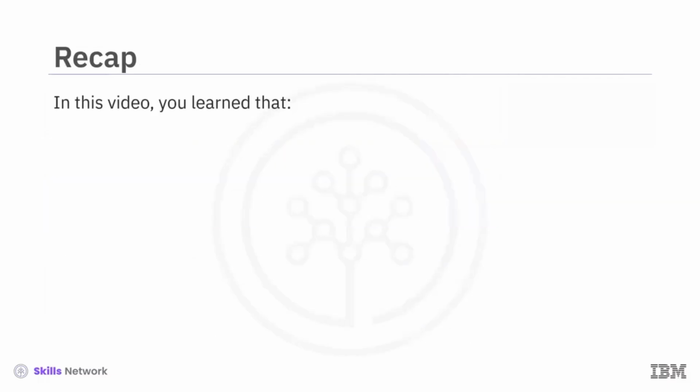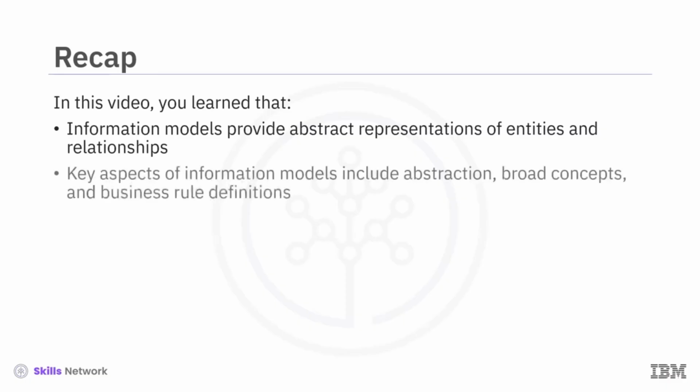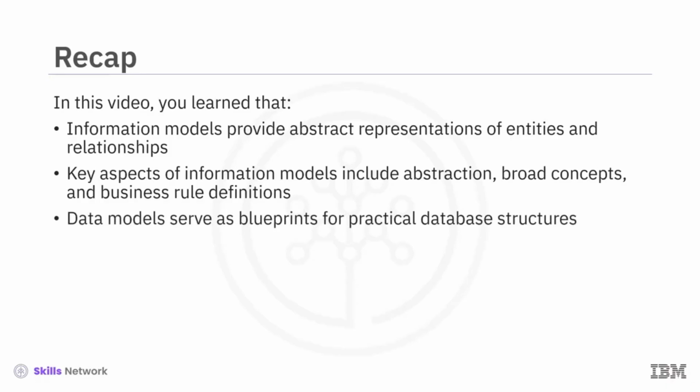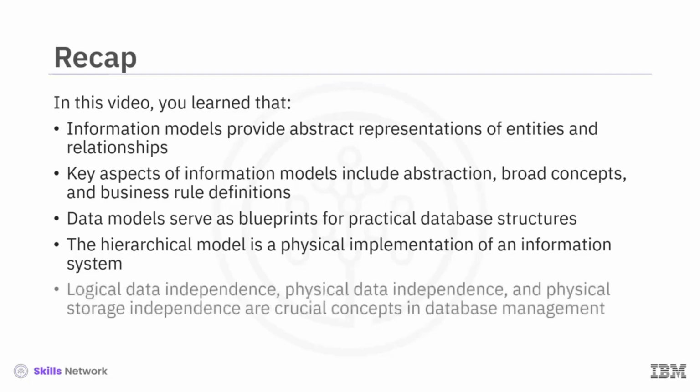In this video, you learn that information models provide abstract representations of entities and relationships. Key aspects of information models include abstraction, broad concepts, and business rule definitions. Data models serve as blueprints for practical database structures. The hierarchical model is a physical implementation of an information system. Logical data independence, physical data independence, and physical storage independence are crucial concepts in database management.